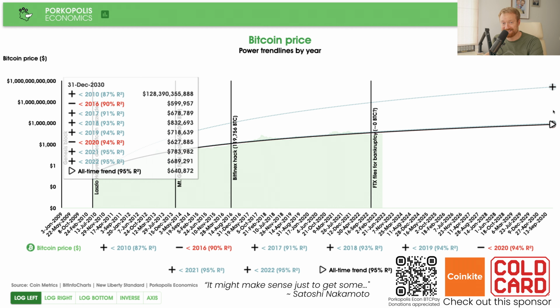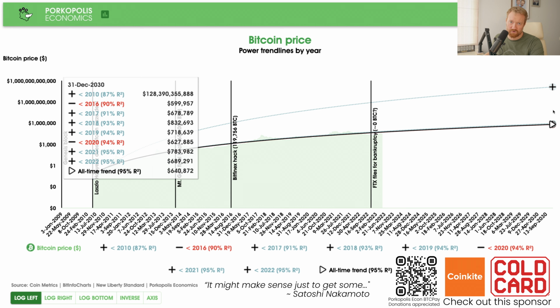2019, where's it at? $718,000 per Bitcoin. 2020, $627,000 per Bitcoin. 2021, $783,000 per Bitcoin. 2022, $689,000 per Bitcoin. And that takes us to the all-time trend as of May 15th, 2023. The all-time trend line based on all pricing data from Bitcoin Pizza Day, May 22nd, 2010, $640,000 per Bitcoin. That's a 95% R squared, an extremely good fit.